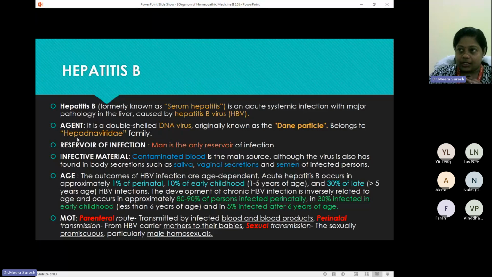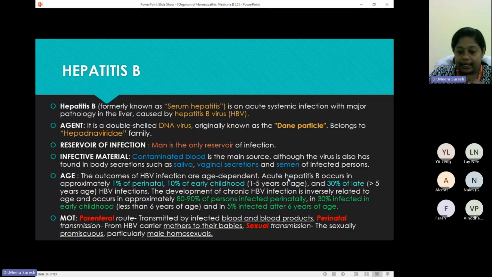But the only thing you have to remember is that this hepadna refers to hepatitis B, and only hepatitis B virus is DNA. Among A, B, C, D, E, all the others, that is A, C, D, E, are RNA viruses. In the case of hepatitis B, it is usually parenteral and sexual transmission. Contaminated blood is the main source, but the virus can also enter via saliva, vaginal secretion, and semen.